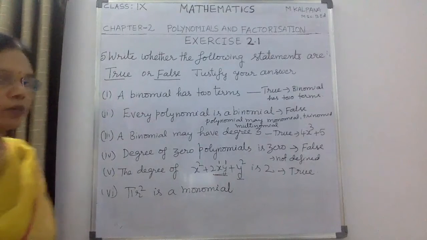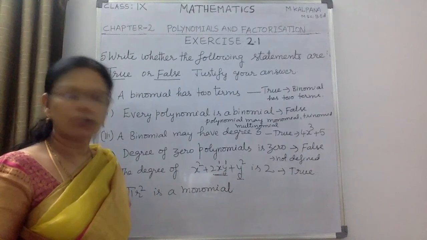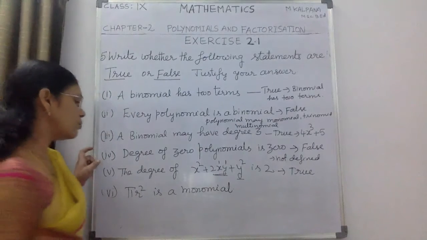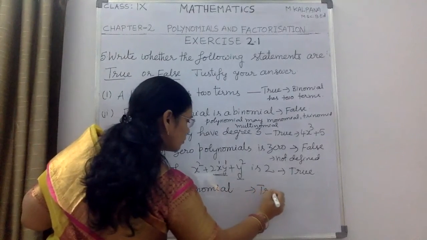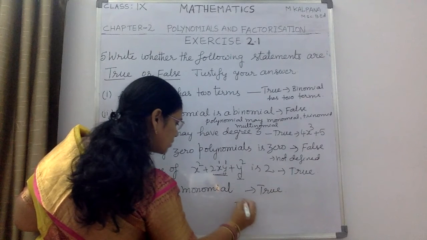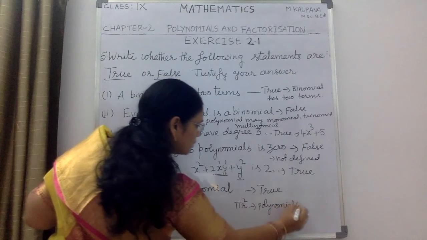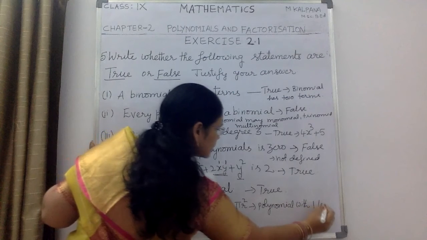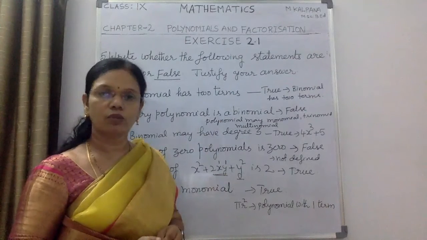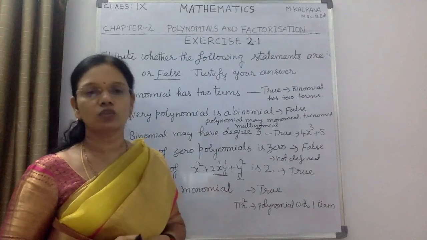Pi r square is a monomial. Monomial means any polynomial with a single term. With one term is called a monomial. Here pi r square is a single expression, that is one term. So we can say pi r square is a monomial. This is a true statement. We know that a polynomial with one term can be named as a monomial. In this way we can justify whether the given statement is true or false.